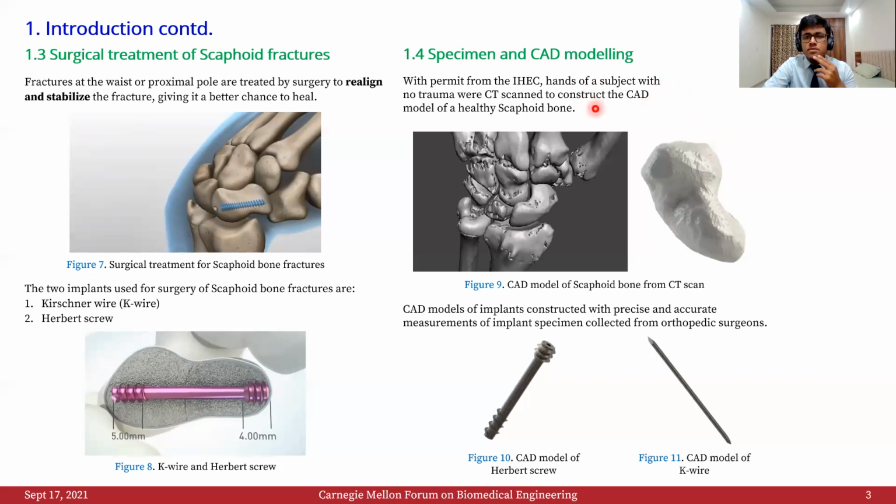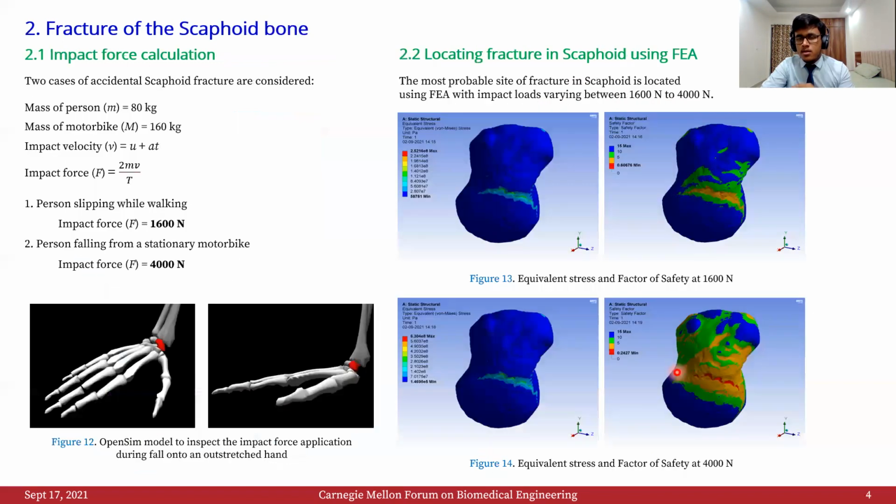Now, to create all this in finite element analysis, we needed CAD models. Thus, we took a CT scan of a healthy patient and constructed the CAD model of a scaphoid bone. Additionally, we borrowed some implants from orthopedic surgeons, and through precise and accurate measurements, we constructed the CAD models of the Herbert screw and the K-wire.